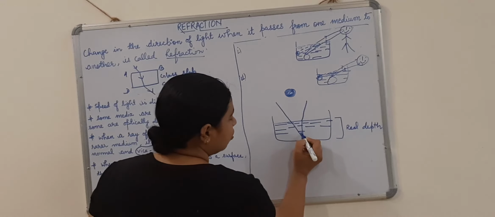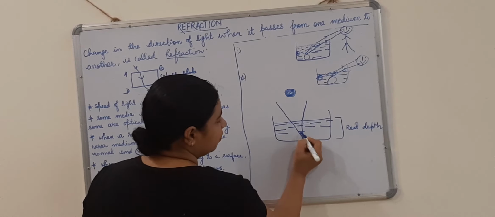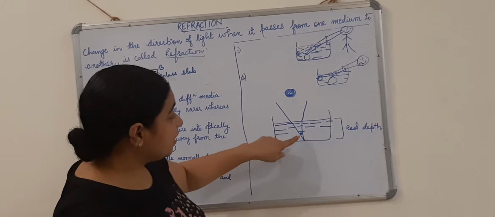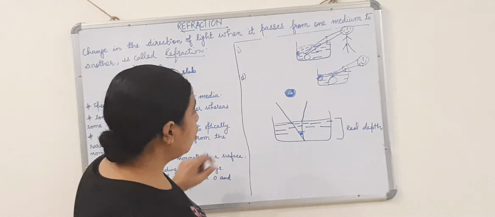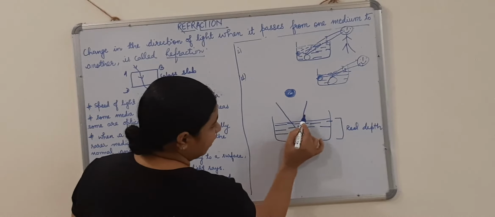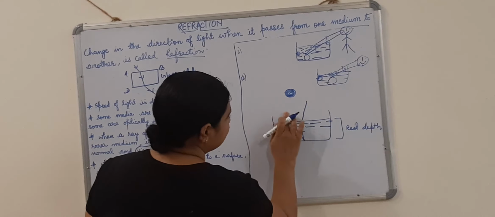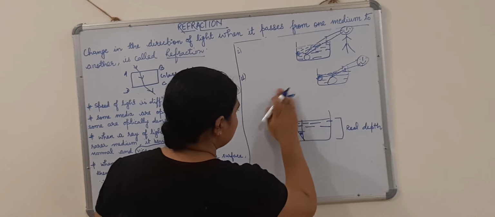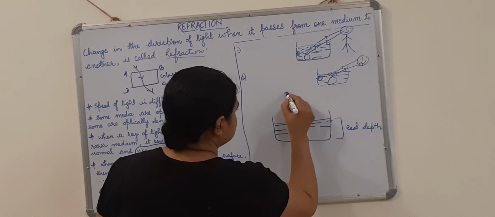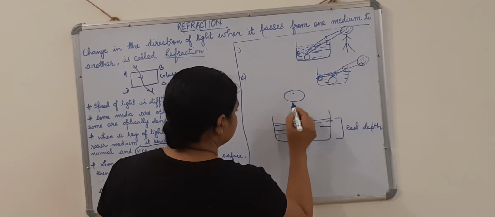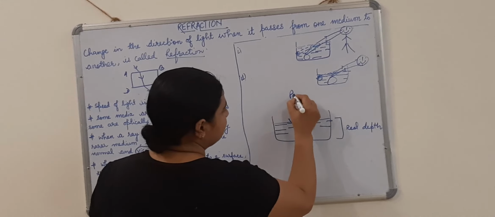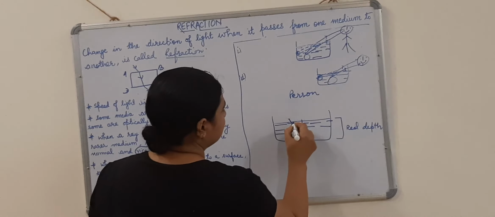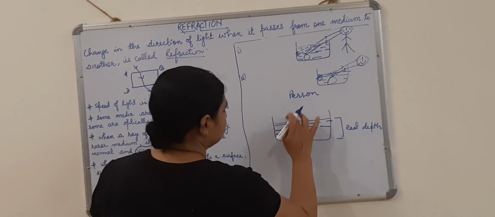Why? Because here the image of the bottom of the pool is being formed. How? These are the refracted rays. When these refracted rays are traced back, this is our eye. Okay, this is our eye, children. The person is viewing from here.